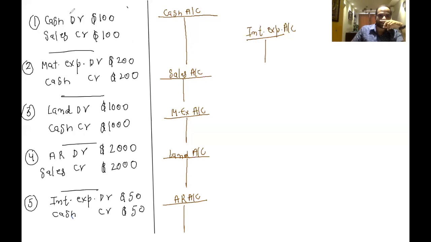So now, most important thing, we're going to transfer all this information, all these five entries here, into the T accounts. Let's start with the first. Remember, look carefully. Cash account debit 100 because of sales. So I write here sales. Sales amount is 100, right? Sales credit because of cash, 100.